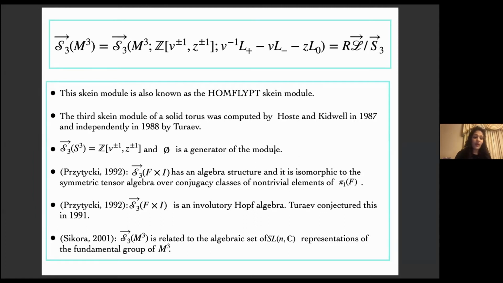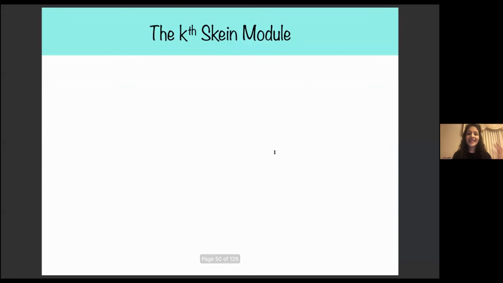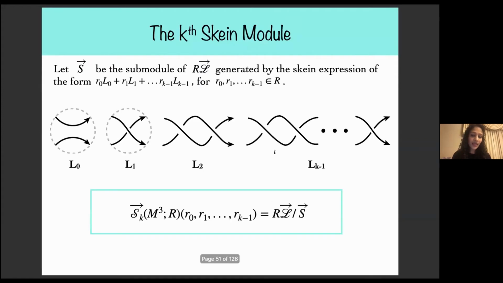And then in 2001, Adam Sikora showed that the HOMFLY-PT Skein module of an oriented three-manifold is related to the algebraic set of SL(N,C) representations of the fundamental group of the manifold. So we've discussed the framing Skein module, we've discussed the q-homology Skein module, the third Skein module, and we can in general define the Kth Skein module. And this is defined as follows. So we consider formal linear combinations of oriented links over some ring R, which have these elements R0, R1, all the way till Rk minus 1.